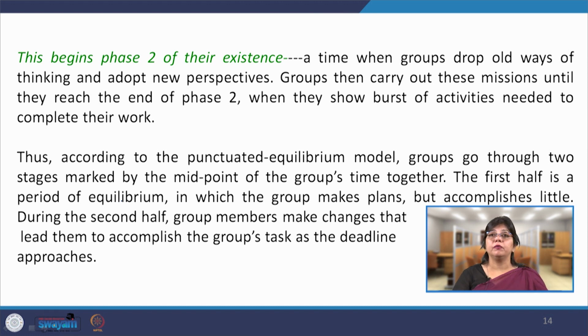So, according to the punctuated equilibrium model, groups go through two stages according to Gersick, with a midpoint in group time together. The first half is a period of equilibrium in which the groups make plans but accomplish little. Why? Because they have encountered a midlife crisis. Whatever plan they had, they could only achieve little. That plan did not allow them to reach the final goal of the group. But once the crisis has been encountered, they change their course of action, their decisions, their strategy, and that strategy in the second phase will lead them to accomplish the goal, that is, meet the deadline. So, this is how the punctuated equilibrium model has a different approach to how the group develops.